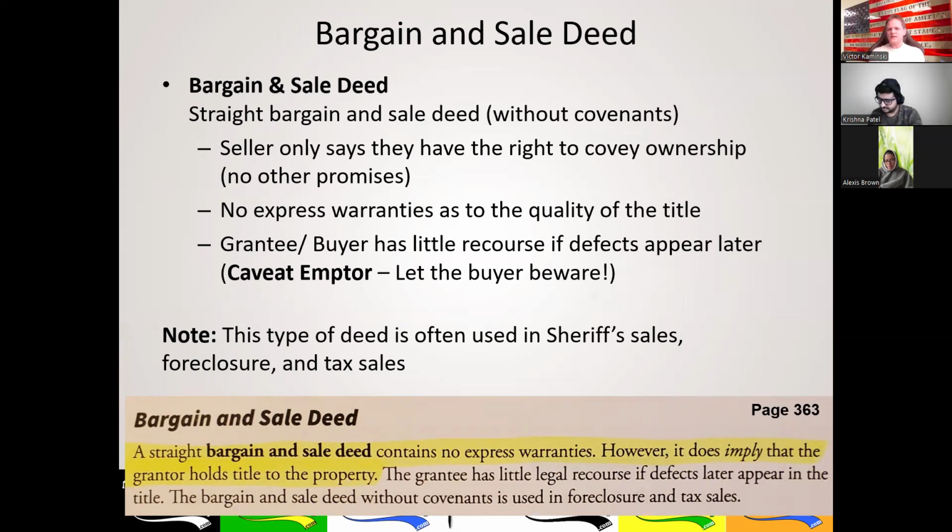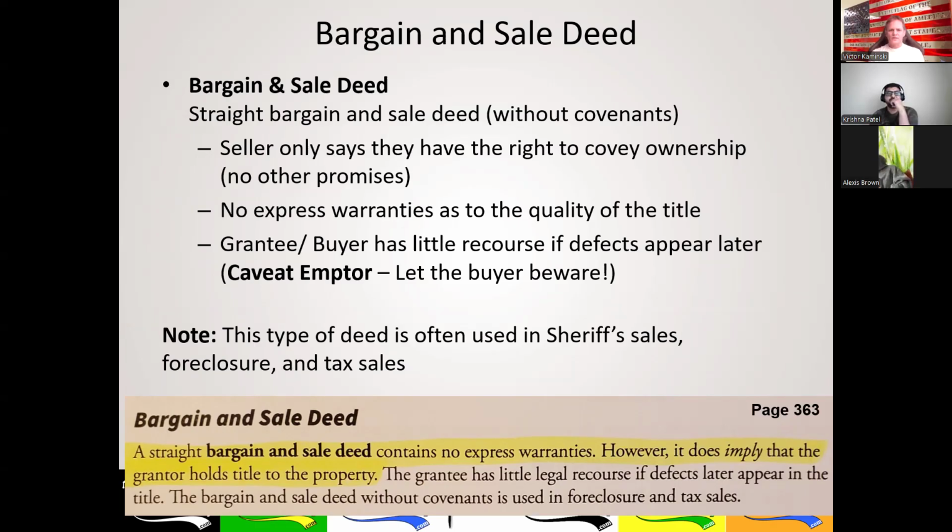The seller says they have the legal right to sell the property, but they're not giving any other promises as to the quality of the title, that it's free from any liens or encumbrances or any defects or anything like that. This is why they use this at sheriff's sales. You know, the sheriff's department saying, we got the legal right to sell the property. We're not guaranteeing you the quality of the title. Do your own due diligence. So it's used in sheriff sales, foreclosures, tax sales to transfer that ownership.